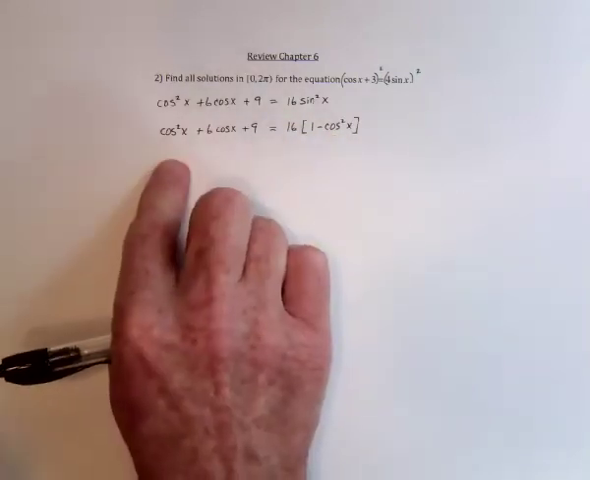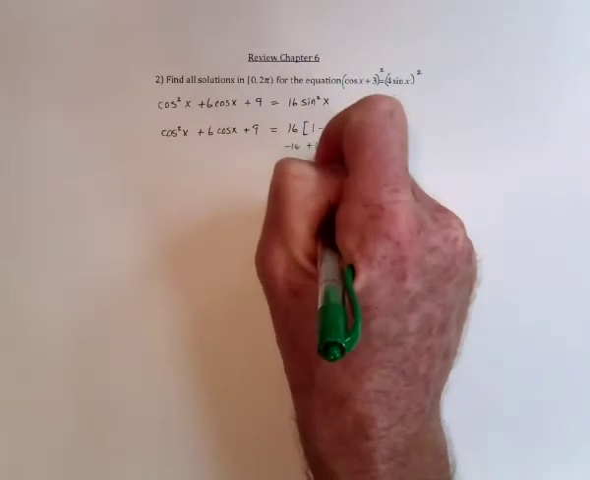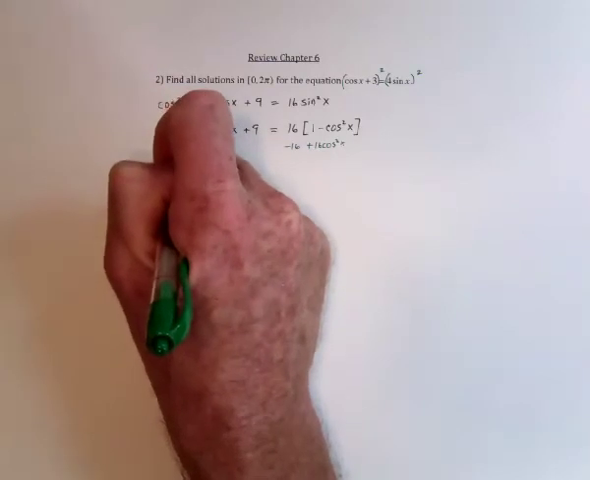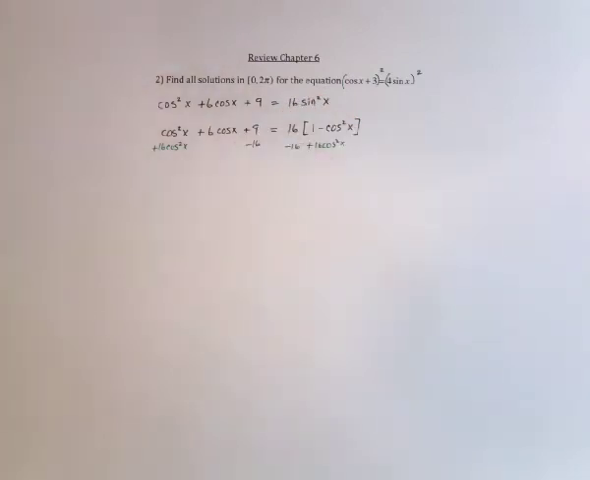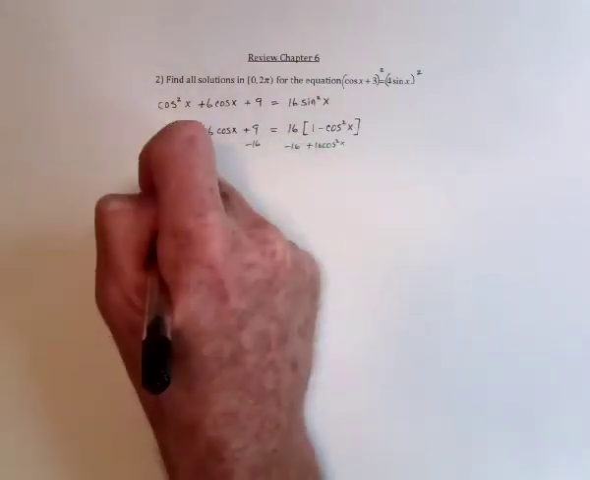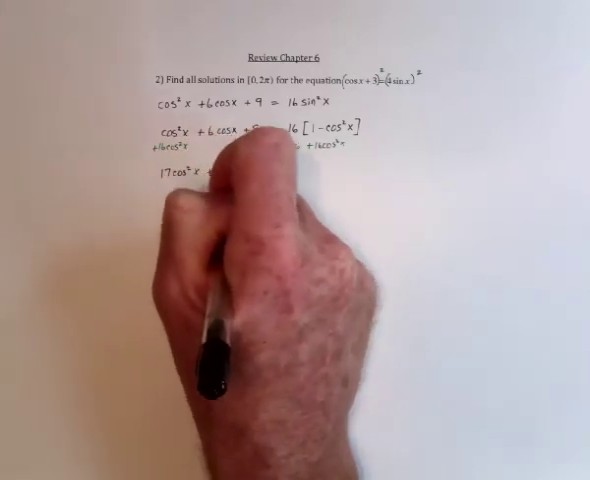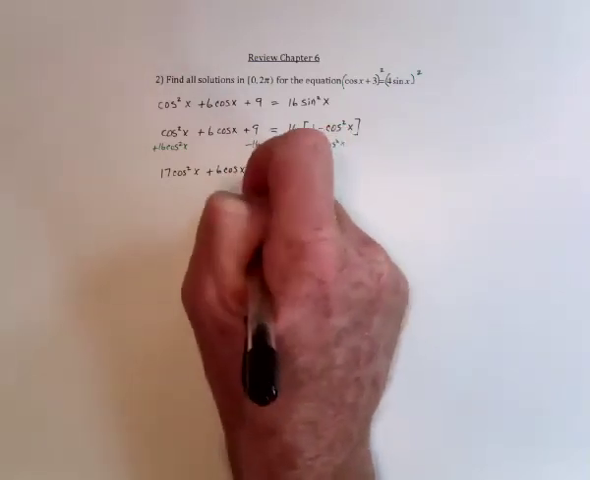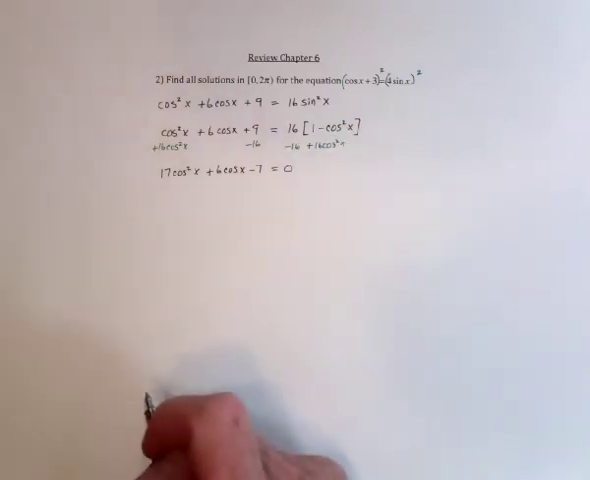All those things need to be moved over to the left-hand side. So subtract 16 and do the opposite, add 16 cosine squared. So add 16 cosine squared and subtract 16. So there's 17 cosine squared plus 6 cosines, and then negative 7, and now it's equal to 0.